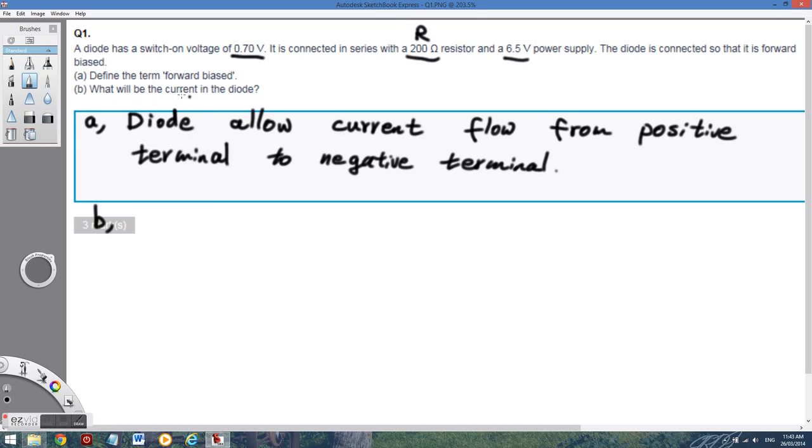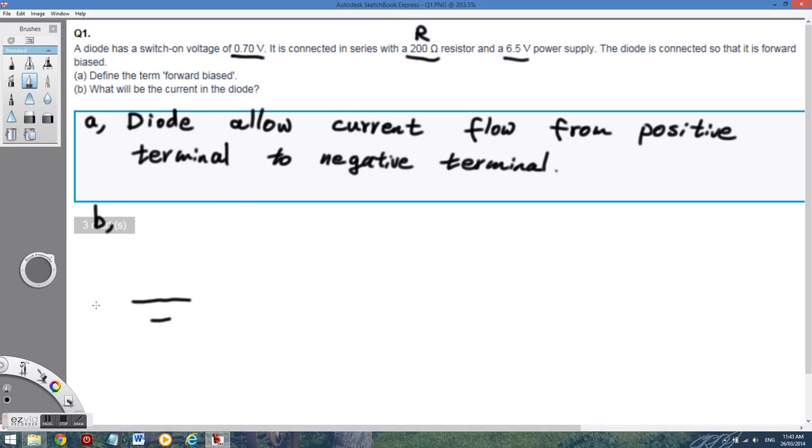We need to find the current. Before we do the question, let's always sketch the circuit diagram. So I have a 6.5 volt power supply. The question should be clear, it should be a DC power supply. So let's write down the battery.